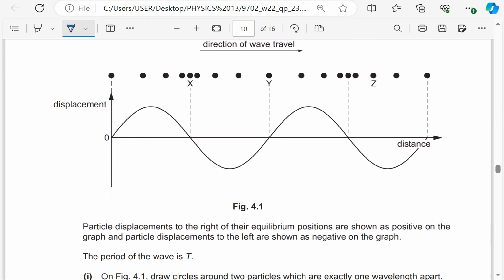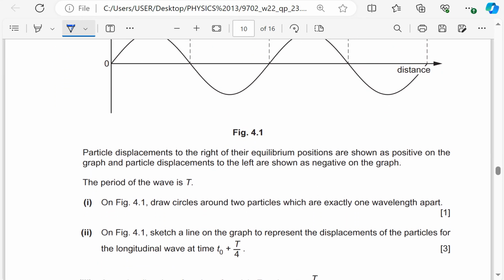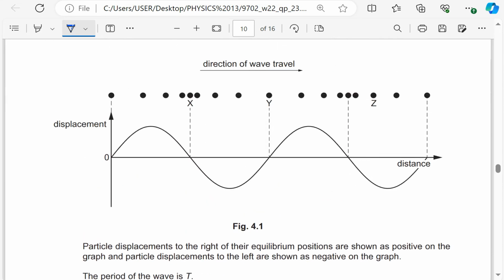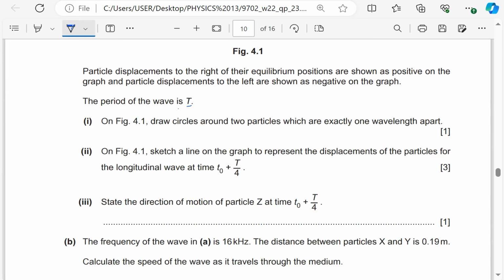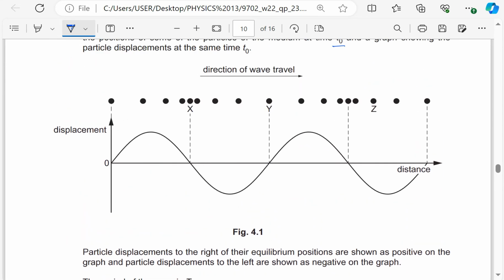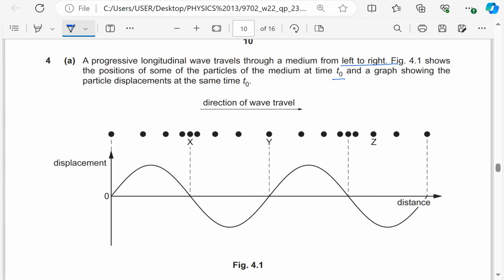Particle displacements to the right of their equilibrium positions are shown as positive on the graph, and particle displacements to the left are shown as negative on the graph. The period of the wave is T. On the figure, draw circles around two particles which are exactly one wavelength apart. Because this is a displacement against distance, so one wavelength apart.